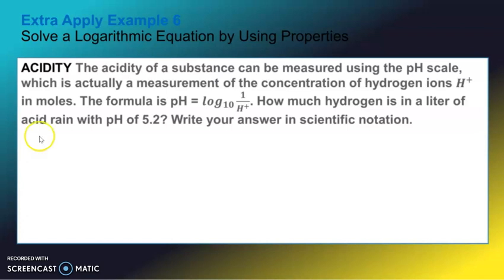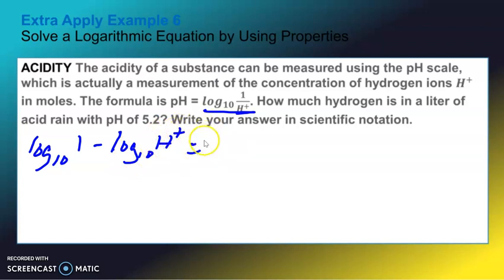So I'm going to rewrite this, and I'm going to expand this part, because when I'm dividing with logarithms, the rule says I can rewrite that or expand it as a subtraction problem. So I'm going to have log base 10 of 1 minus log base 10 of H+, and that's going to equal my pH value, and they said the pH value is 5.2.